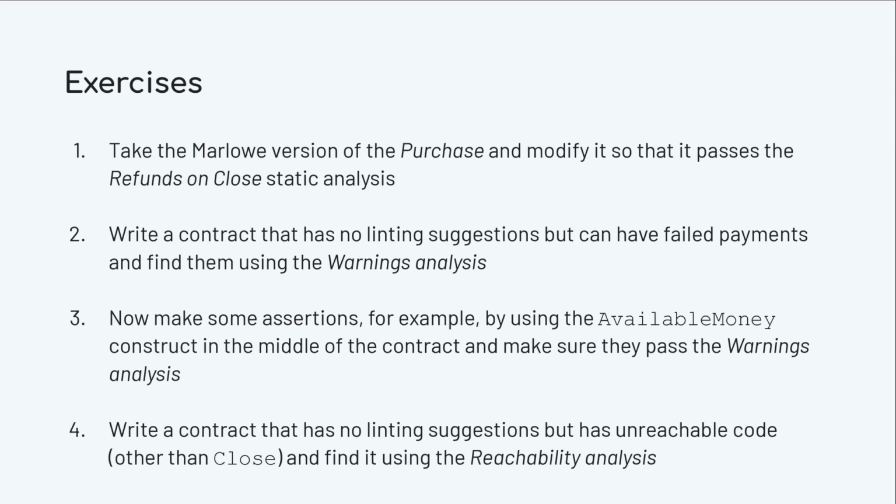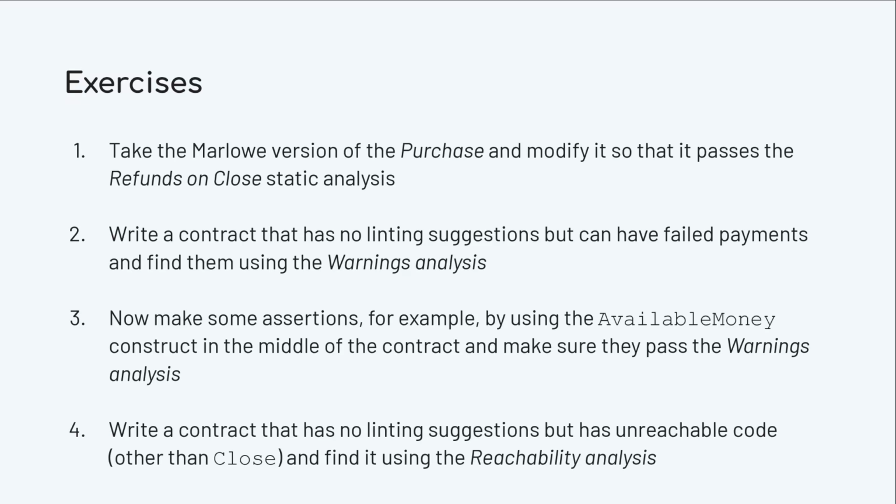These are some suggestions for exercises for practicing what we learned this week. So the first exercise would be to take the purchase or escrow without explicit payments and try to figure out what the explicit payments are to see if you understand what's happening at each moment. And then you can use the refunds on close static analysis to verify that you understood it correctly.